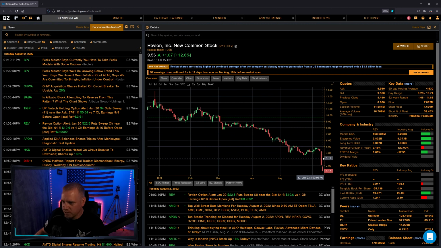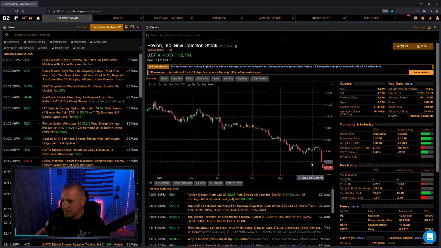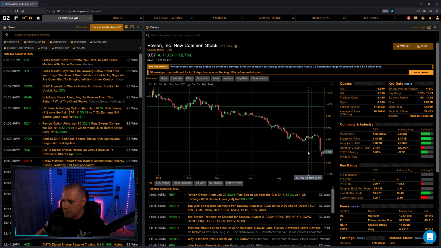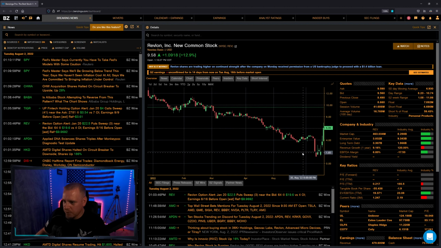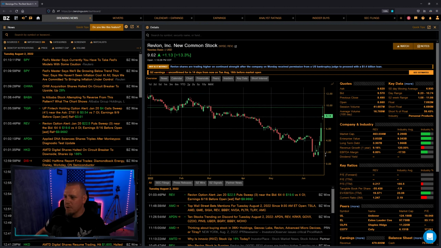This is a daily chart here, so each one of these candles is only one day. And now we're going to see that as we move, boom, it came up a little bit, and then bam, it flies up. We went from $1 to $9.